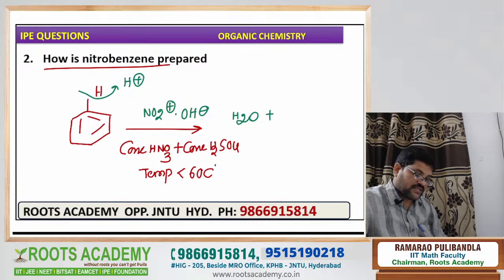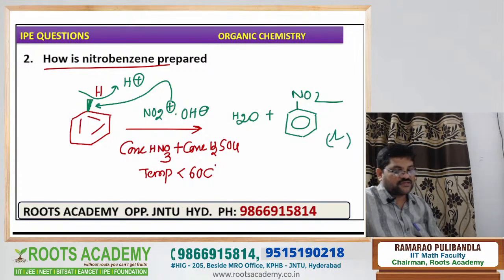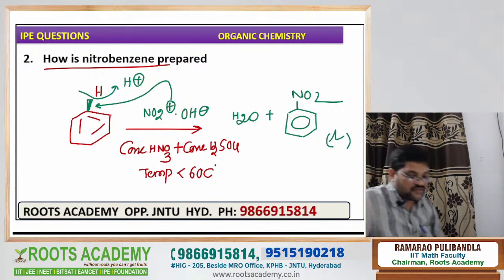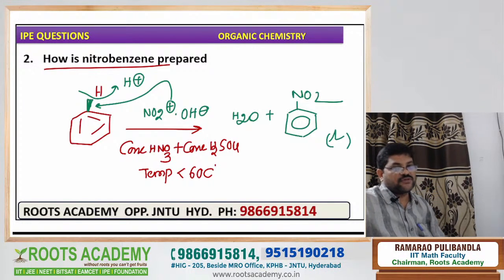Now NO2 plus attacks the sigma bond. The sigma bond carries what charge? Negative charge, and you get nitrobenzene. Tell me what is forming? Nitrobenzene is forming. So this is the preparation of nitrobenzene. That means benzene heated with nitration mixture, temperature below 60, gives nitrobenzene. What is the other name of nitrobenzene? The other name of nitrobenzene is oil of mirbane.